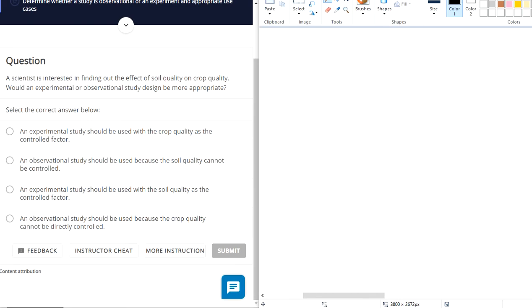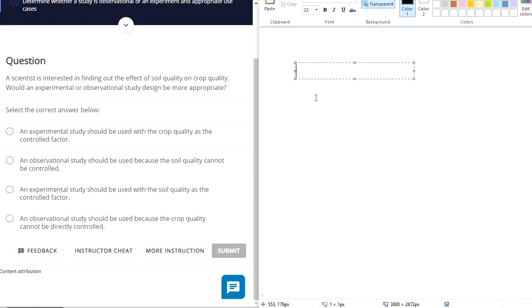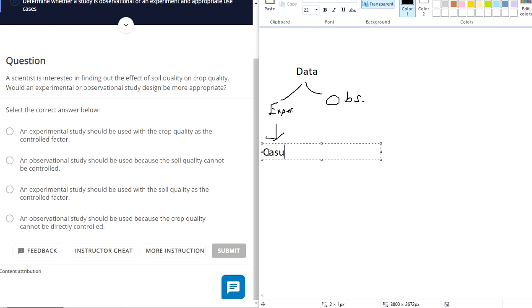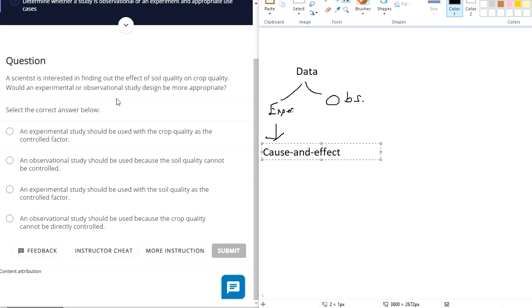A scientist is interested in finding out the effect of soil quality on crop quality. Would an experiment or observational study design be more appropriate? So experiment data can be collected through basically an experimental study or an observational study. Okay, experiments are good for cause and effect relationships. So in this case, they want to find out if better soil causes better crops or higher crop quality.